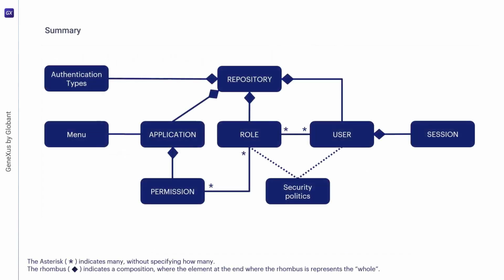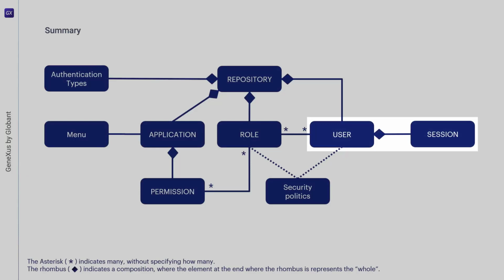Summarizing everything discussed so far, in the diagram displayed on the screen, we have all the components we mentioned about the GAM. Before looking at the diagram in more detail, regarding the naming convention used, as indicated in the slide, the asterisk indicates many. In turn, the rhombus indicates a composition, which means that, for example, there can be no sessions if there is no user that contains it.